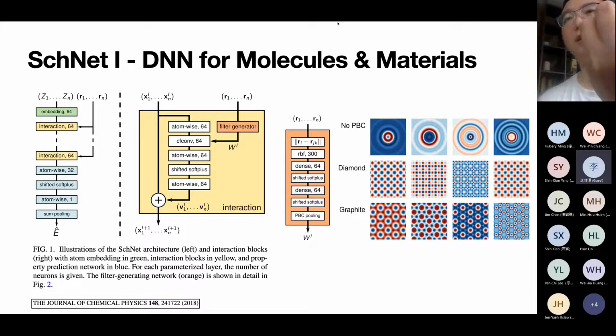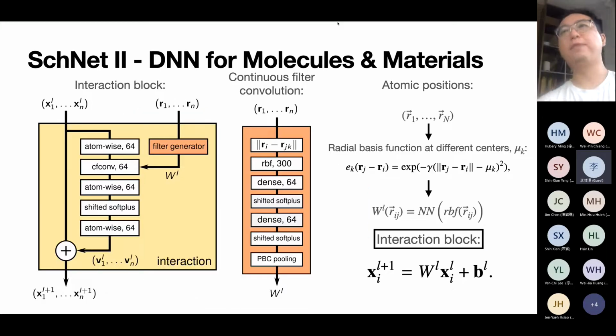And how do you get W? W is a continuous convolution filter. Let me phrase it another way. Look at the right hand side. We start with the atomic positions R1 to Rn, and then we map that to some radial basis functions at different centers mu k. So ek of Rij is some Gaussian function, e to the minus gamma of Ri minus Rj minus mu k squared, and mu k is where the Gaussian function is located.